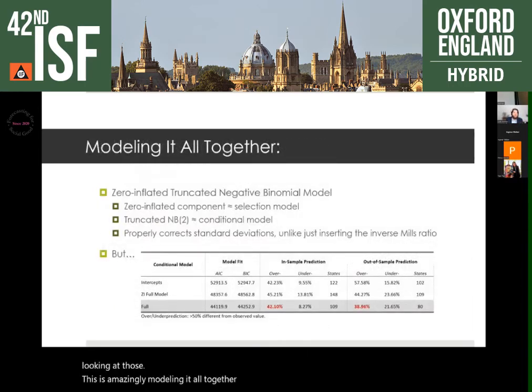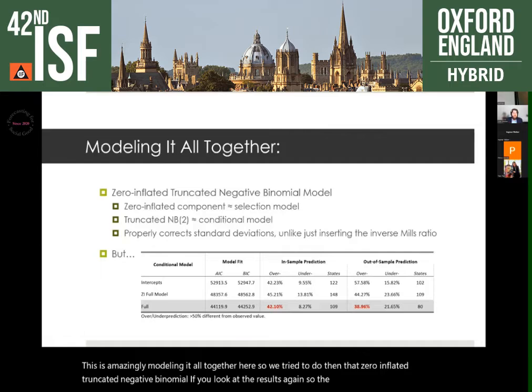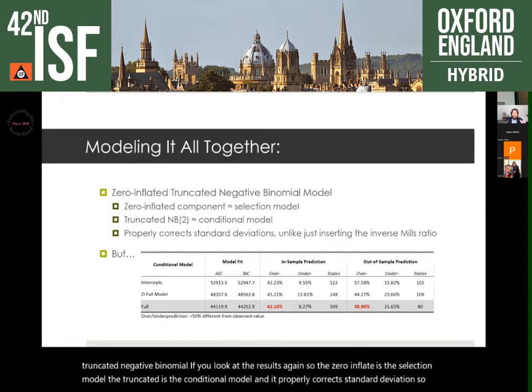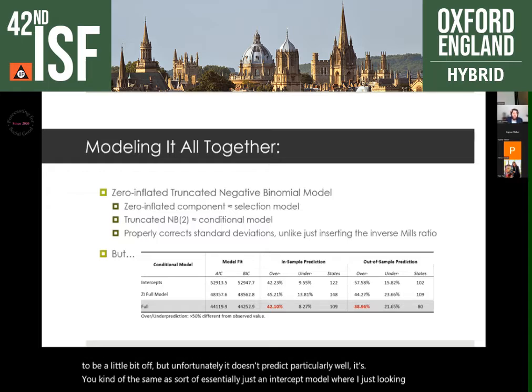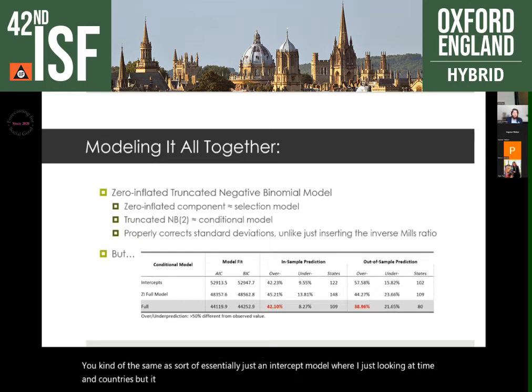So we then tried the zero inflated truncated negative binomial. If you look at the results, the zero inflated is the selection model, the truncated is the conditional model, and it properly corrects standard deviations. So the estimates are the same, but the standard deviations differ, so our confidence intervals are going to be a little bit off. Unfortunately, it doesn't predict particularly well. It's essentially just an intercepts model, just looking at time and countries, but it performs significantly worse than the full model, and we're not 100% certain why that is.